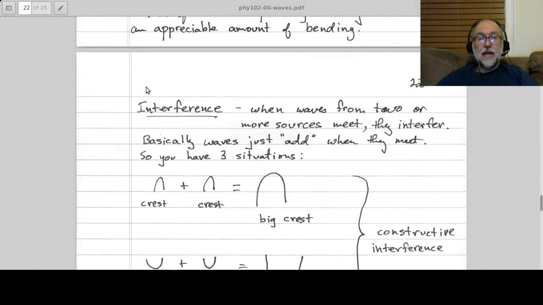Okay, last subject is interference. Interference is different from diffraction: the previous phenomenon is when you have one source. For interference, you have to have two or more sources of waves. As the name suggests, it's when waves from one source interfere with waves from another source. And you might ask, well, what happens?